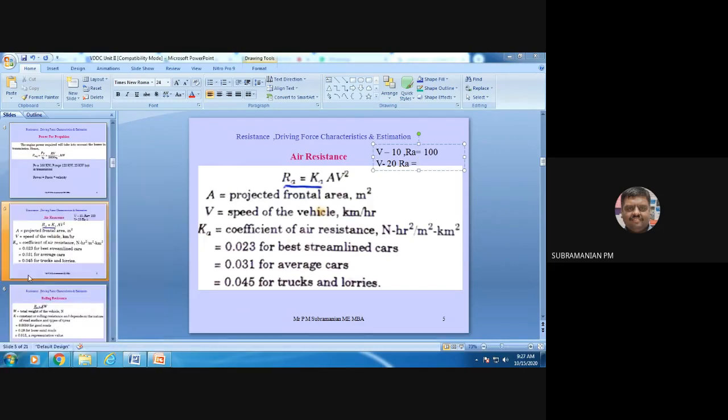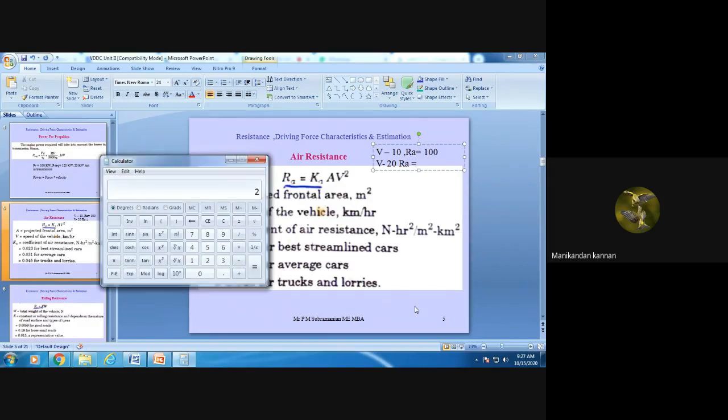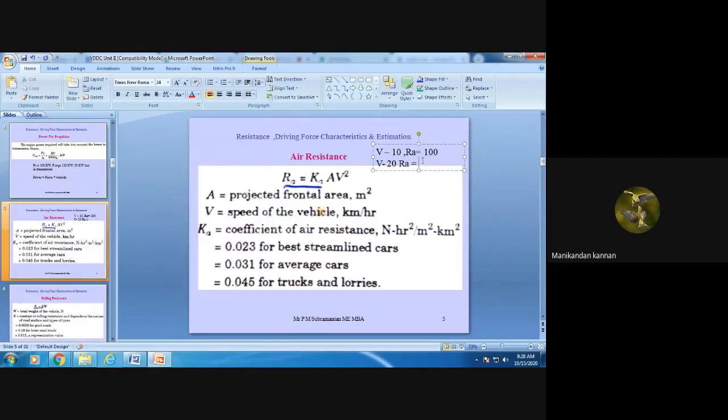20 squared, 400. Okay. So see, an increase in speed of 10, what will happen? My aerodynamic resistance is getting increased, see, 100 to 400. An enormous amount of increase is there in aerodynamic resistance.